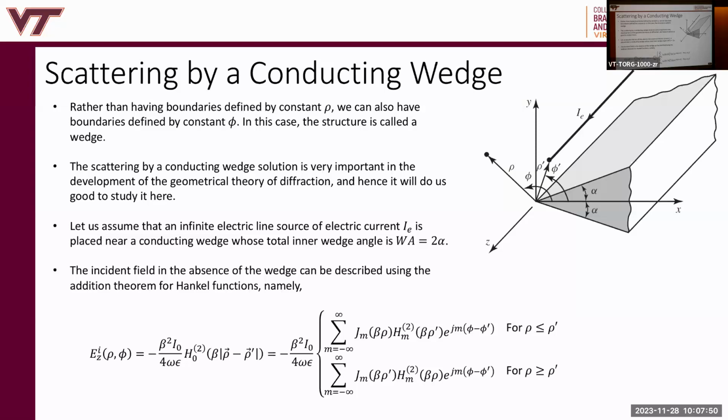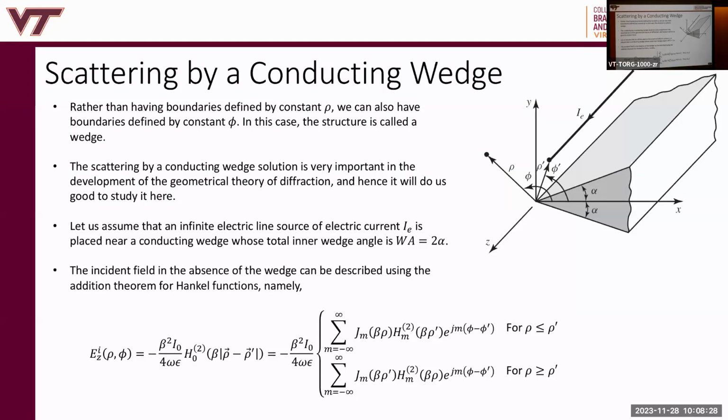The scattering by a conducting wedge solution is very important in the development of the geometrical theory of diffraction that we're going to study next semester. The way geometrical theory of diffraction builds up the theory is it solves what are called canonical problems, all right? And it uses the solutions to the canonical problems to solve diffraction problems for general geometry. And one of the canonical problems is the scattering by a half plane, all right? And this wedge reduces to a half plane when alpha goes to 0. All right?